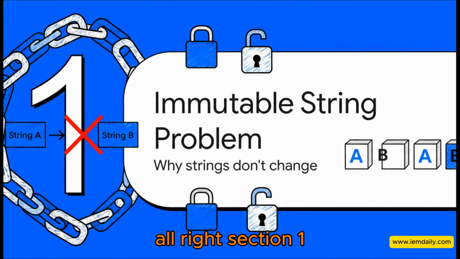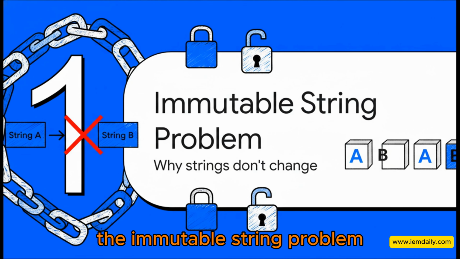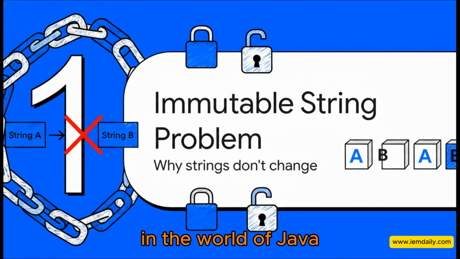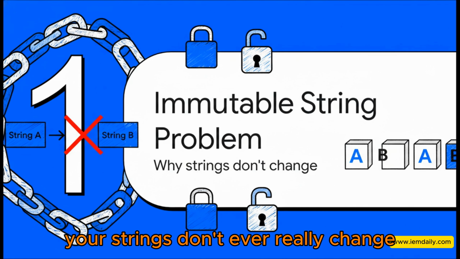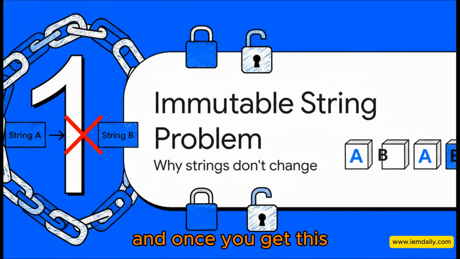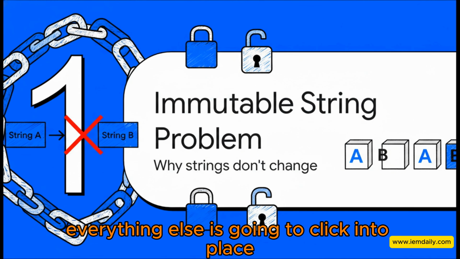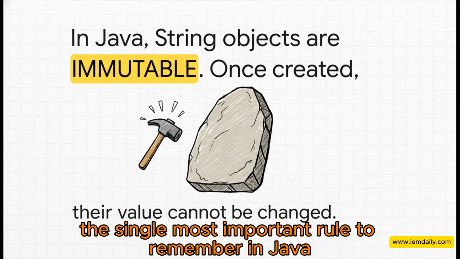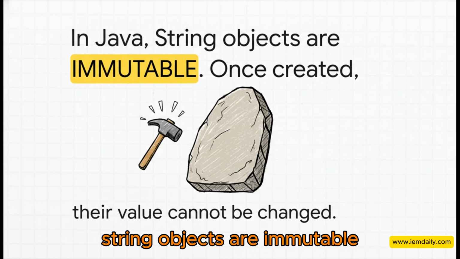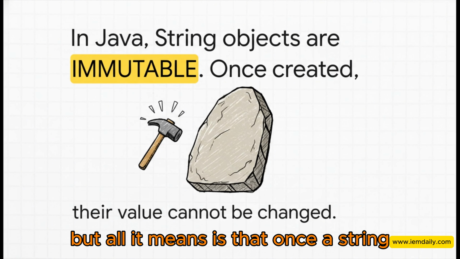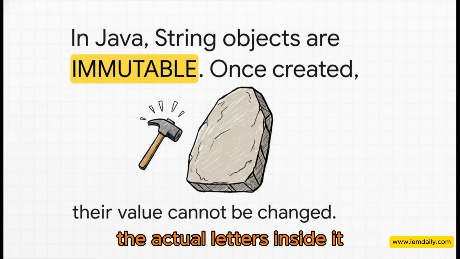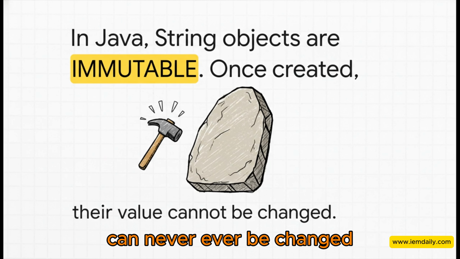All right, Section 1, the immutable string problem. This might sound a little weird, but we're about to see why, in the world of Java, your strings don't ever really change. And once you get this, everything else is going to click into place. Here it is, the single most important rule to remember. In Java, string objects are immutable. Now that's a bit of a fancy word, but all it means is that once a string object is created, its value, the actual letters inside it, can never ever be changed.